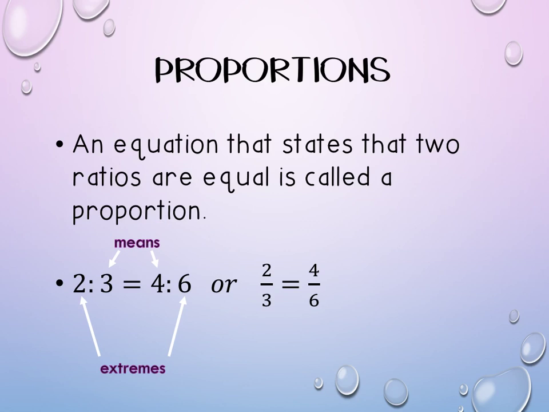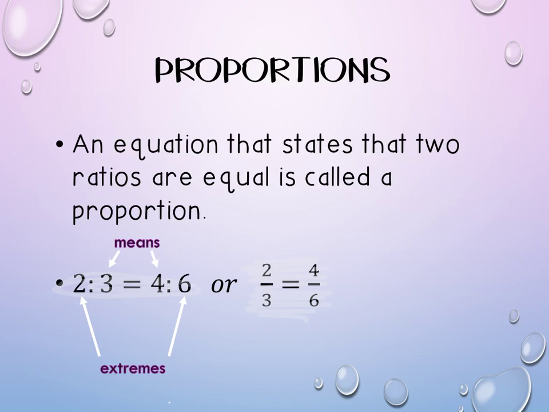Okay, if we set two ratios equal to each other, it becomes what's called a proportion. So an equation that states two ratios are equal is called a proportion. It can either be written as this, 2 to 3 equals 4 to 6, or as two fractions, 2 over 3 equals 4 over 6. They're both correct.